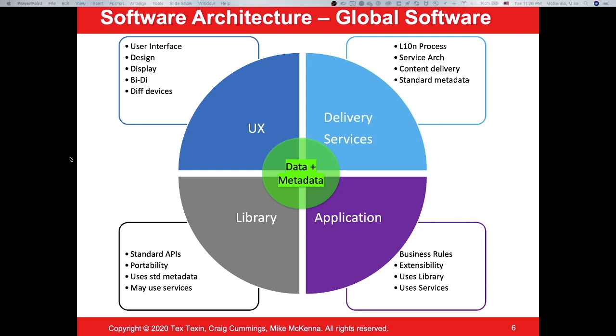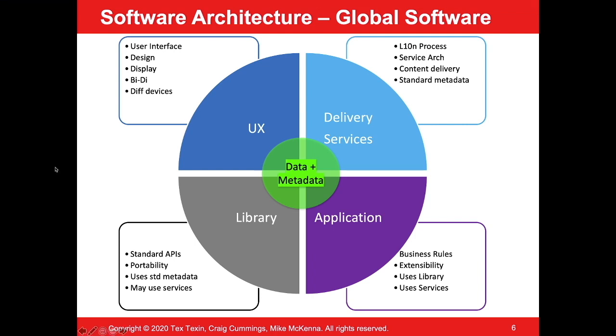In the library, you need to have standard APIs so that whatever APIs you use in one part of an experience or in the back end, you can use those same APIs for different experiences. It needs to be portable so that you can bring it from application to application. Key is to use standard metadata. Again, you design your data and metadata first so that all the rest can work together.